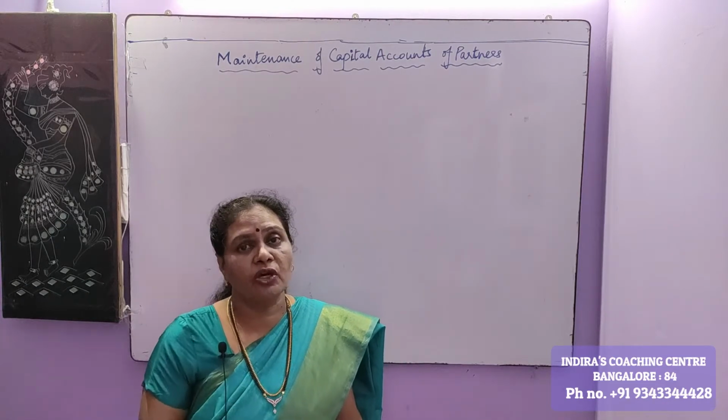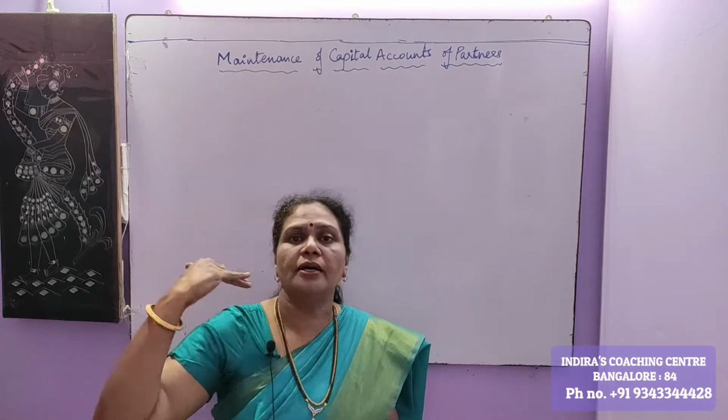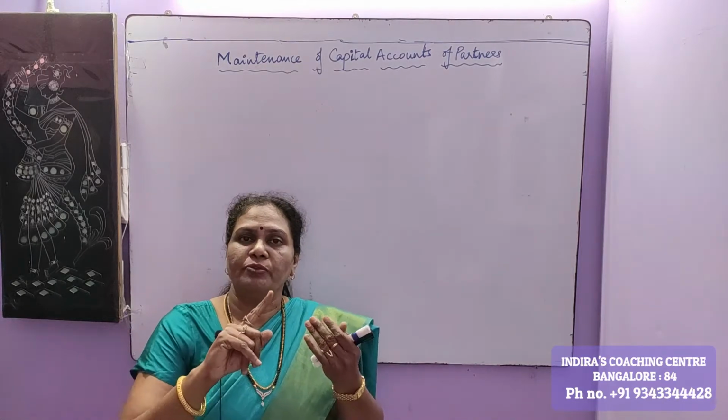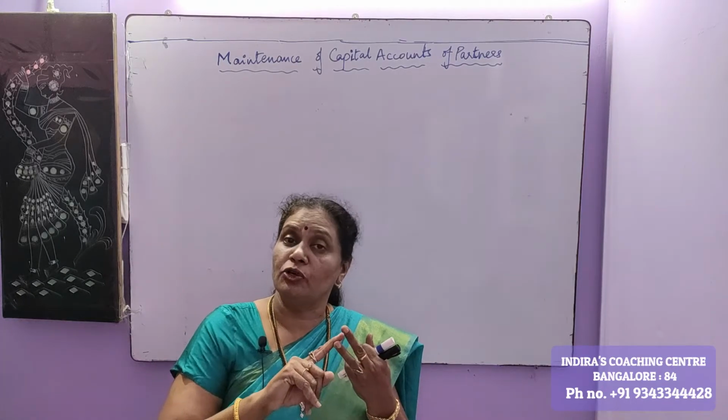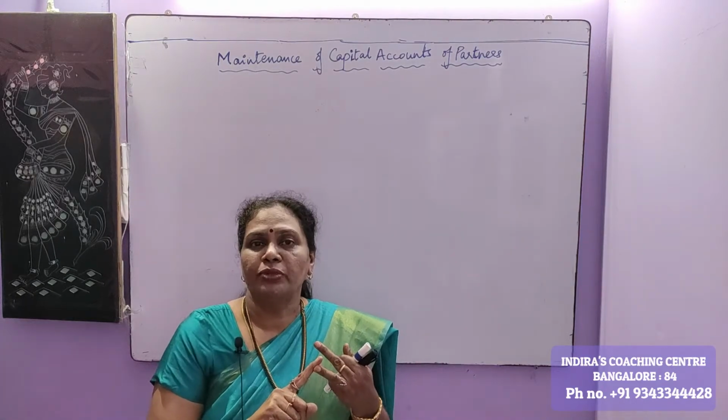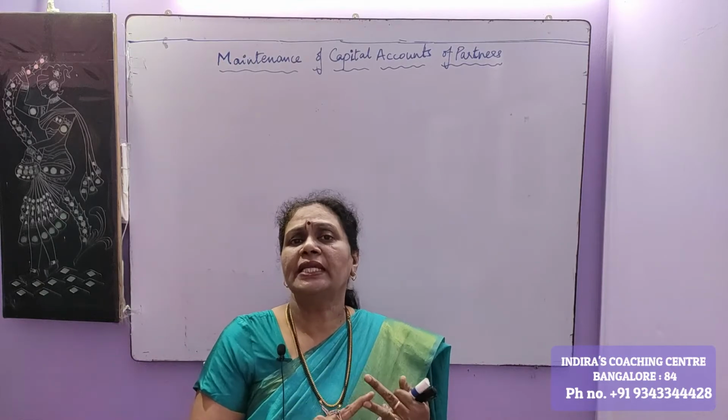And what are the amounts or entries which are going to deduct the partner's capital? That would be drawings, interest on drawings, or any losses of that particular business. So how are we going to maintain capital accounts?